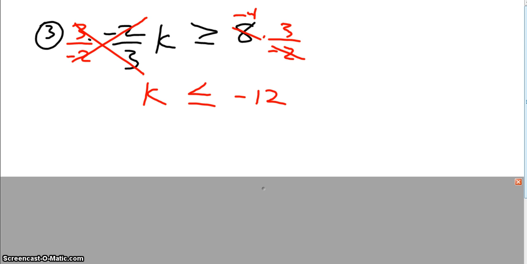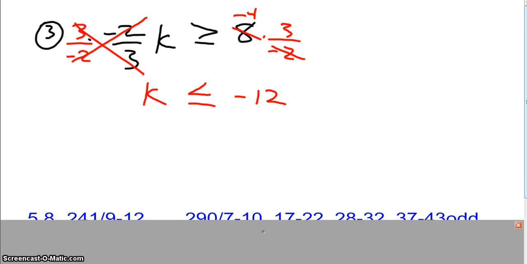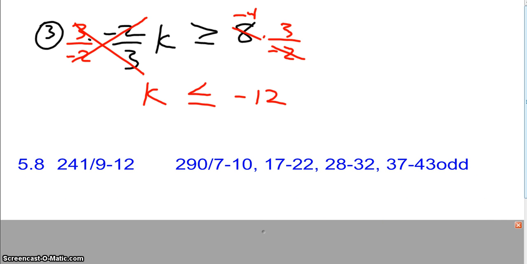Okay? Please follow those steps. Show the operation you're going to use. Change your sign before you simplify, and you'll be safe. Okay? Here's your assignment. There you go. And you have 25 minutes in class to complete this.